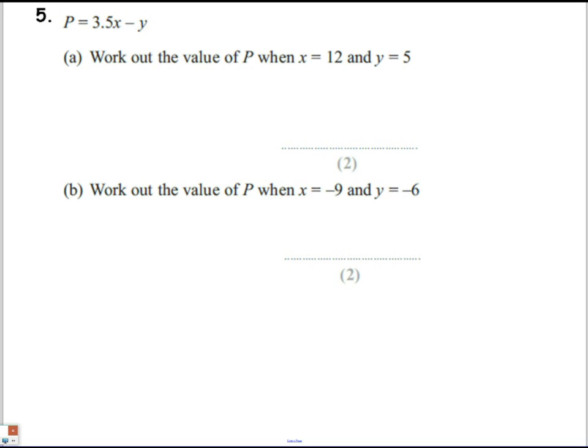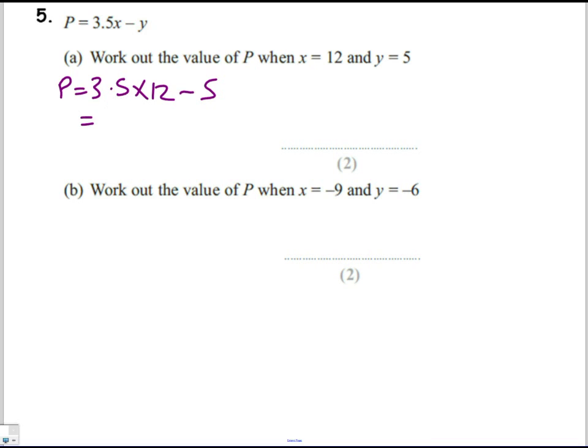Question 5. P equals 3.5x minus y. Work out the value for P when x is 12 and y is 5. So we can write it out in longhand. P equals 3.5 times whatever the value of x is, which is 12, and then minus 5.